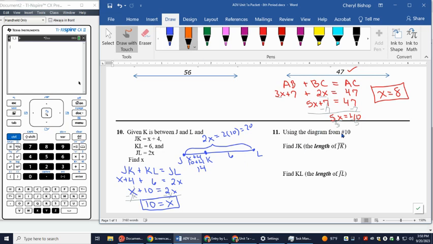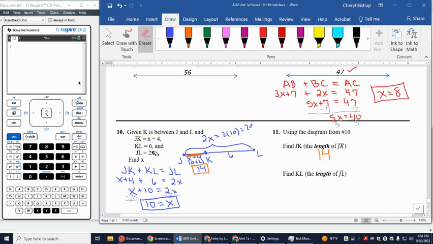Look over here. Use the diagram from number 10. Find how far it is from J to K. How far is it from J to K? Since I checked my work, I already know how far it is. How far is it? 14. Whatever you do, if it says find JK, do not come over here and put x plus 4. That's not how far it is. That's an expression. Okay? How far it is, is 14.